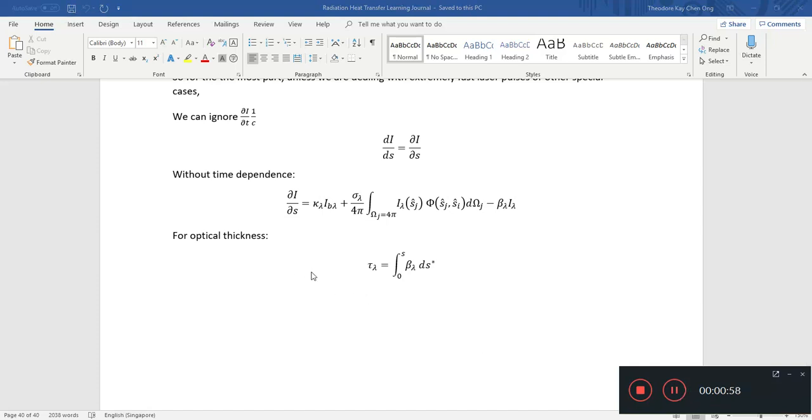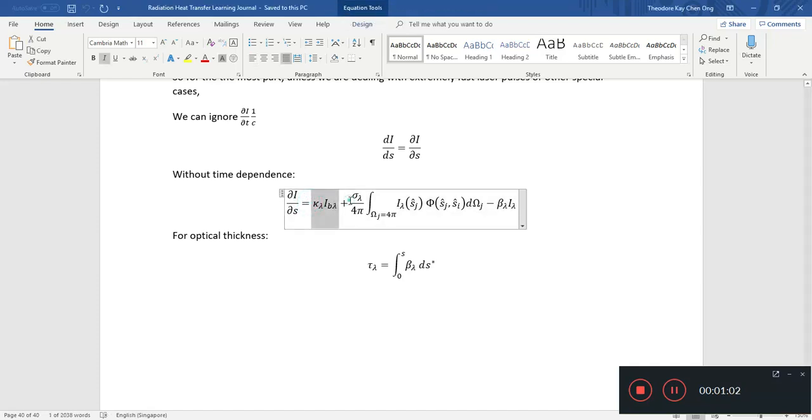So just a recap on the terms. Remember that this is the emission term, this is the in-scattering term, and this is the extinction term, which comprises both absorption and scattering. So beta lambda is the extinction coefficient, as we said before. And what we attempt to do to get rid of S and change the variables to tau is the following. We just use a simple chain rule.